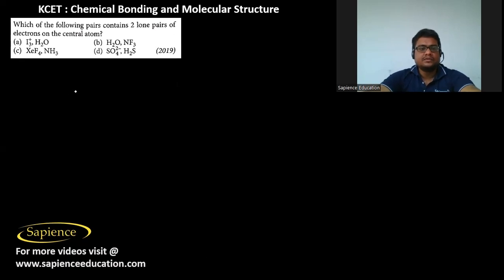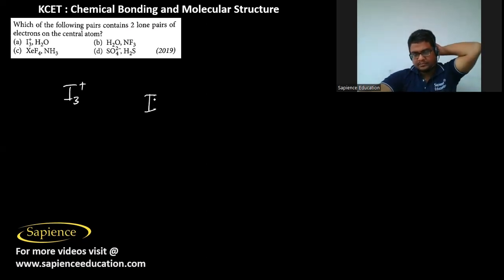Then here it is told which of the following pairs contains two lone pairs of electrons on the central atom. In case of I3 plus, so here we have I plus, it means that it will have 6 electrons. So 1, 2, 3.